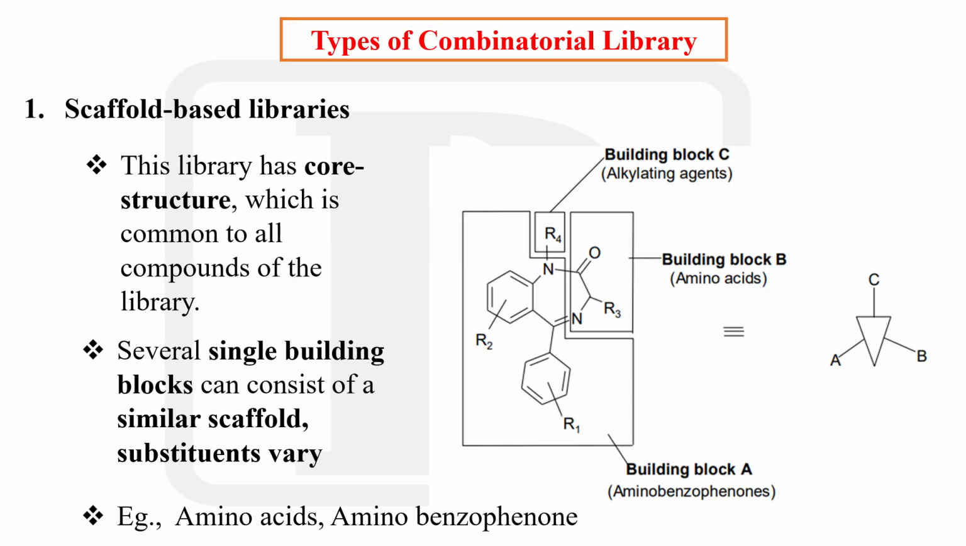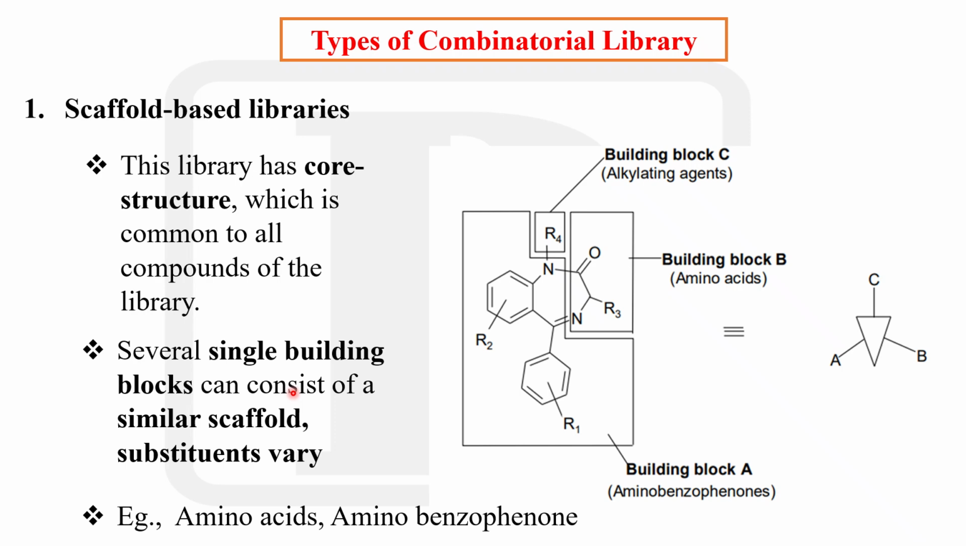Now we'll see the types of combinatorial library. Two types are there. The first one is called a scaffold based library. We have seen scaffold is the central core structure, otherwise common core structure. So this library has compounds that have a common core structure. That may be single building blocks, I mean several building blocks. All have a similar scaffold, a similar core structure, but the substituents may vary.